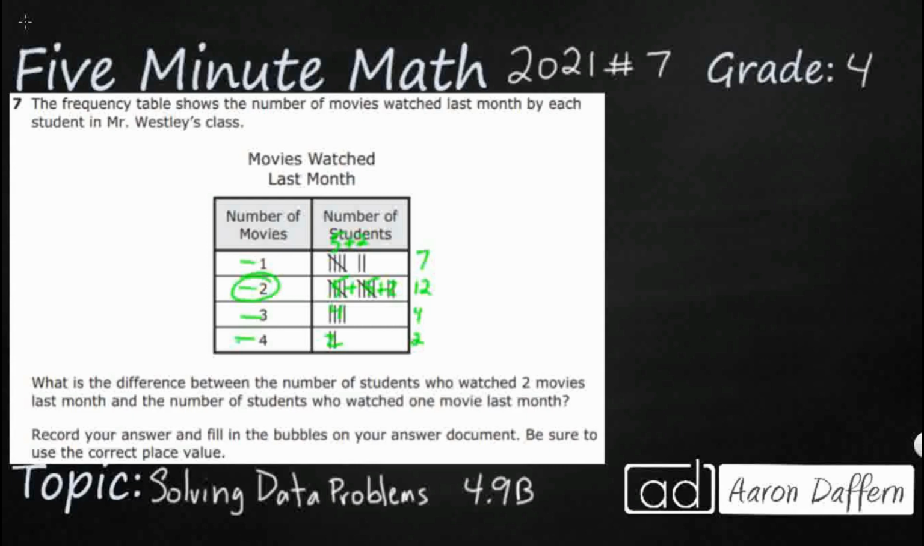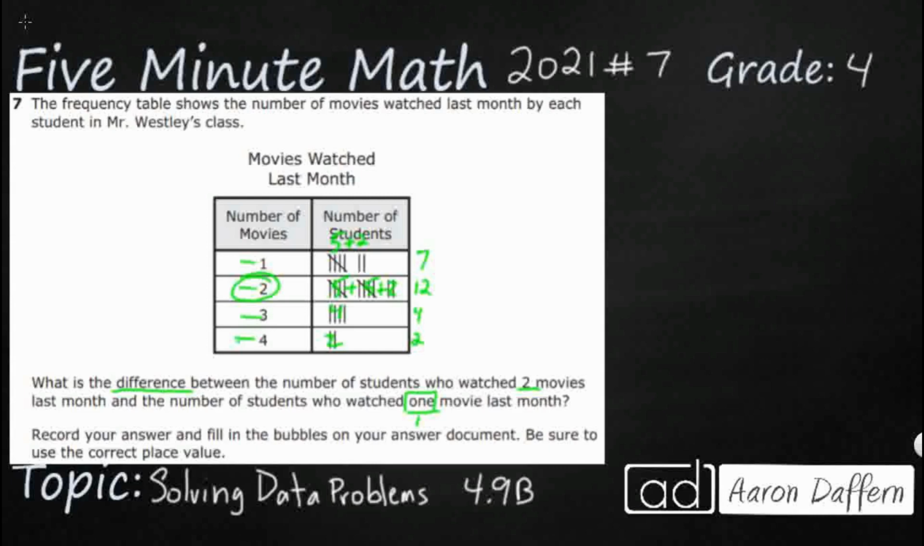So let's take a look at our question. What is the difference? That's going to be key for us, between the number of students who watched 2 movies last month and the number of students who watched 1 movie last month. All right, so we've got this number 1 here, but it's written in word form, so we need to watch out for that. So we need to find the difference.